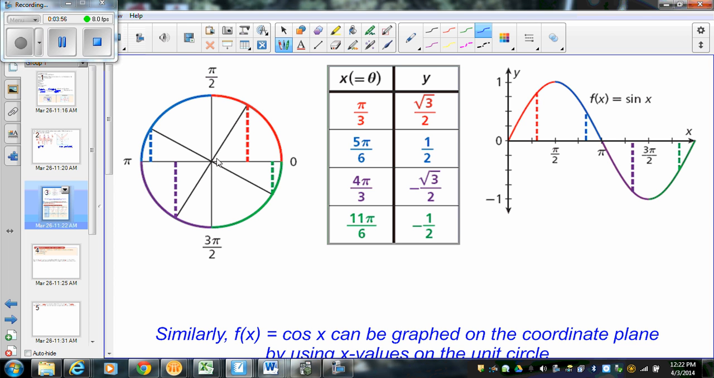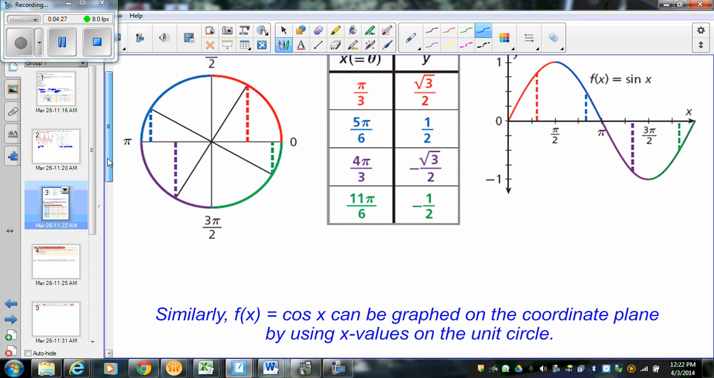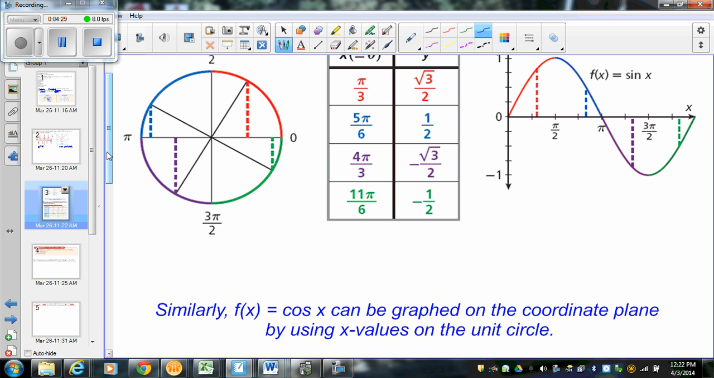Same thing over here at 5 pi over 6. My sine value is 1/2. So if I go to 5 pi over 6 on the x-axis, that's the y value of the sine curve. And then you could do same thing with 4 pi over 3, 11 pi over 6, any other angle measure here around the unit circle. If I go find that angle measure, for example, pi over 4, find its y value, that y value right there is going to correspond to the sine of pi over 4, which hopefully you know is the square root of 2 over 2. Similarly, we can graph cosine the same way using the x values from the unit circle.